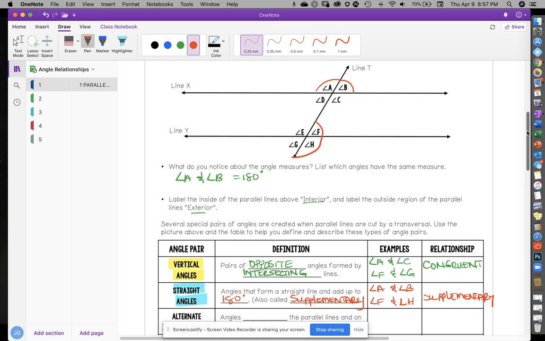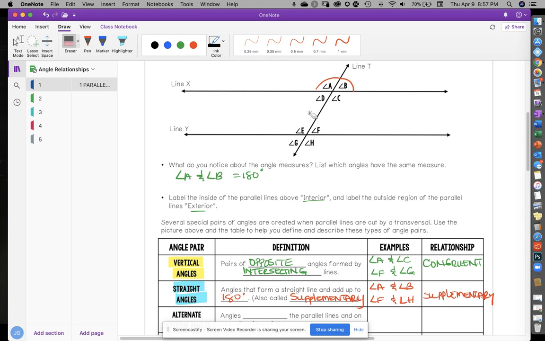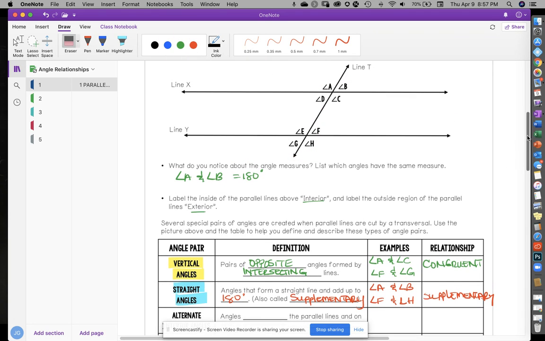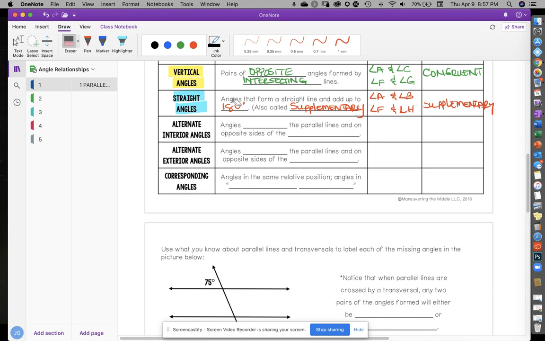All right, let me erase this real quick so I can use this again. All right, alternate angles. Here we go. Alternate interior angles. So here we're talking about our interior. Let's pick a different color. The interior ones, the ones inside the sandwich. Angles inside the parallel lines and on opposite sides of the transversal.